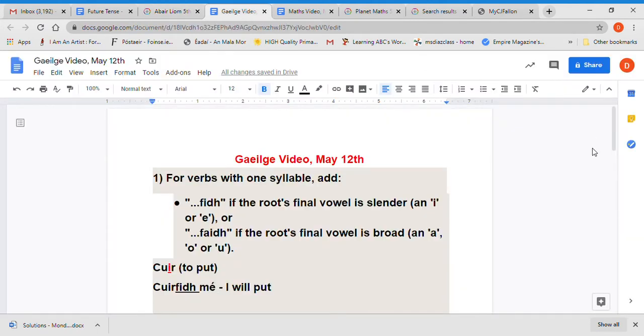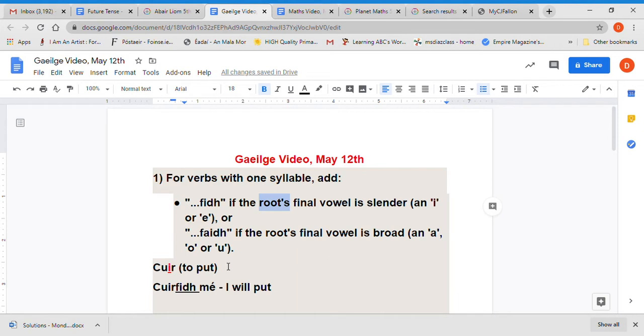We're going to have a look at verbs that have one syllable and two syllables and the different endings that you have to apply to those verbs. Firstly, verbs with one syllable. If the root final vowel is slender, add an I or an E. You're going to see this term a lot, root, and I'm going to mention it on a number of occasions. The root is, in English, the equivalent of to. So, cuir, to put, rith, to run, ith, to eat, ceannaigh, to buy.